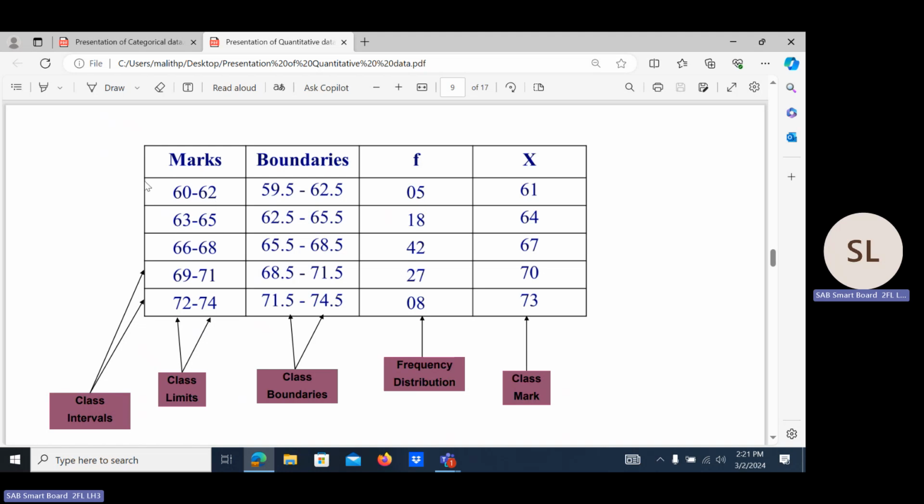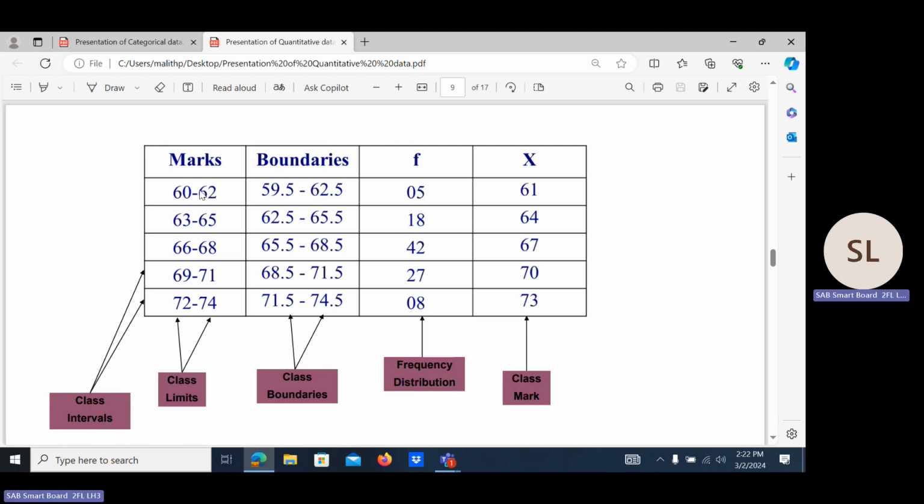Okay, in these class intervals there are class limits. The first class interval's upper limit is 62. The second class interval's lower limit is 63. There is a gap. Then we need to remove these gaps. How to do that? We can convert the class limits into class boundaries. Okay, how to do that?